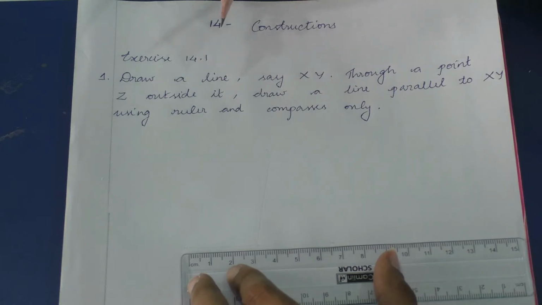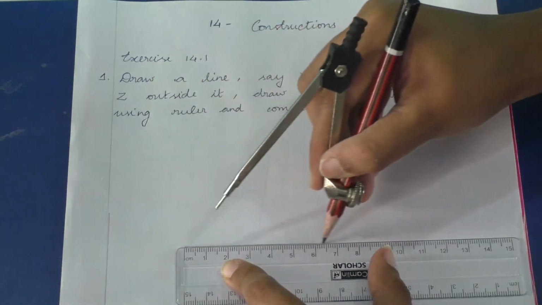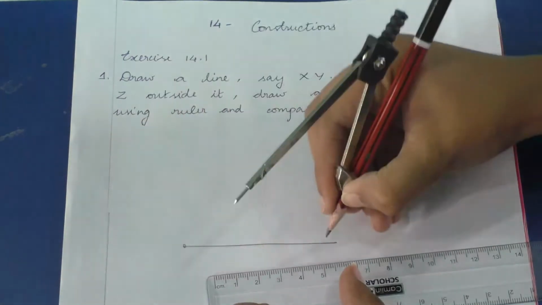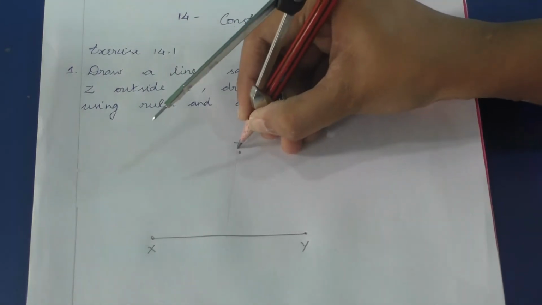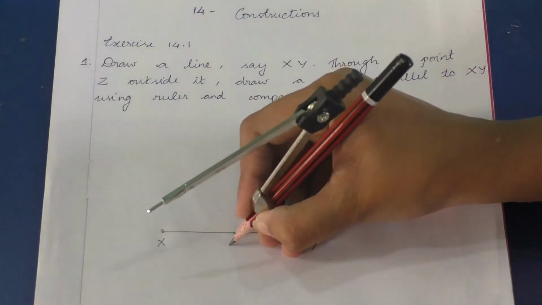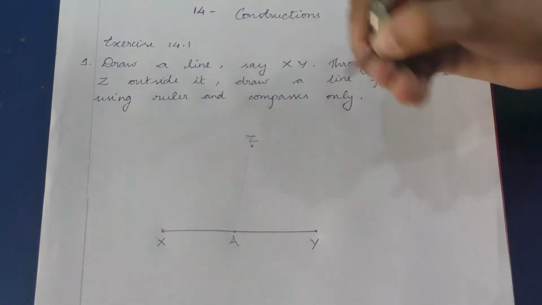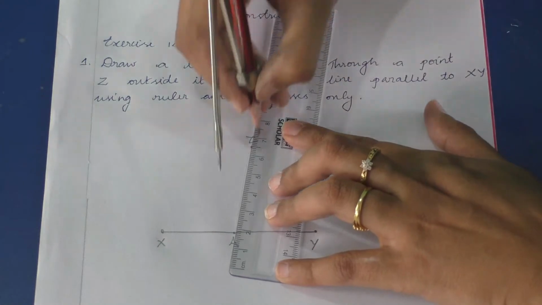So here I have a question. Draw a line, say XY, through a point Z outside it. Draw a line parallel to XY using ruler and compasses only. So let's draw a straight line XY first. Now mark a point Z outside the line. Mark a point A on the line and let's join A and Z.